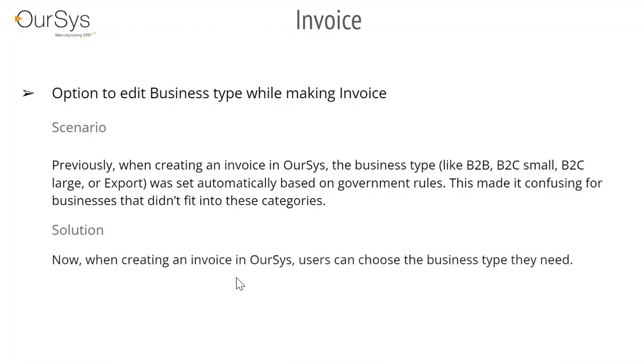So, in the latest version of OurSys, we have given the option to select the type of business for which you are creating the invoice. This means you can choose the specific kind of business like B2B, B2C small, B2C large or export that best fits your need. This makes it easier to generate invoices that are tailored to different types of businesses.